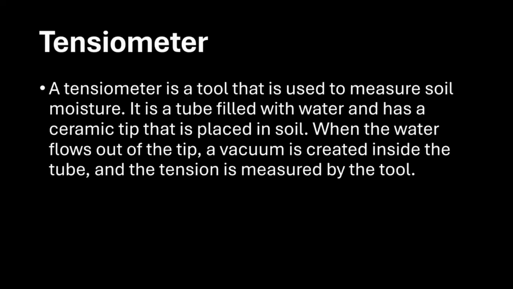Tensiometer. A tensiometer is a tool that's used to measure soil moisture. It has a tube that's filled with water, and it has a ceramic tip that you put into the soil. When the water flows out of the tip, a vacuum effect is created inside the tube, and the tension is measured by a gauge on the tool.